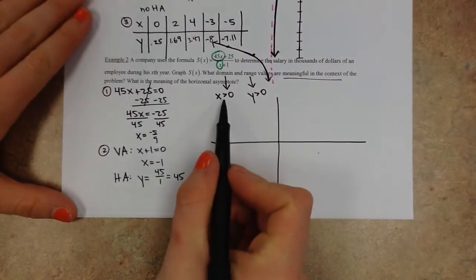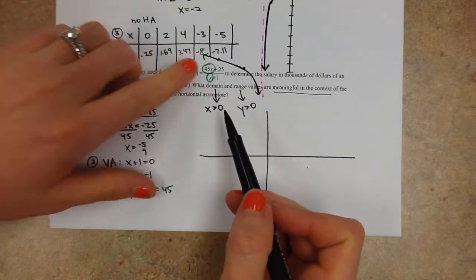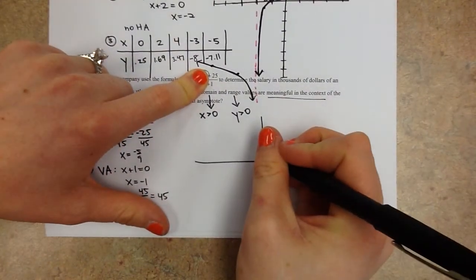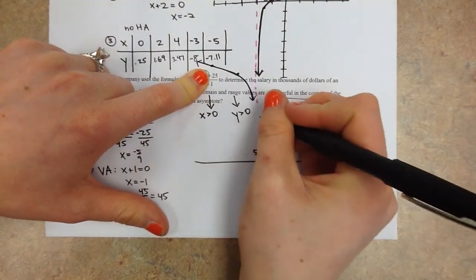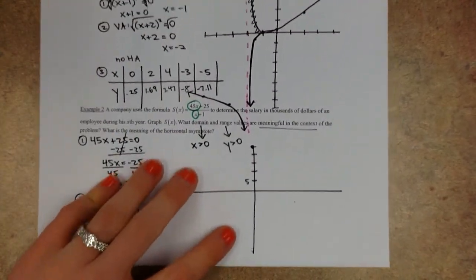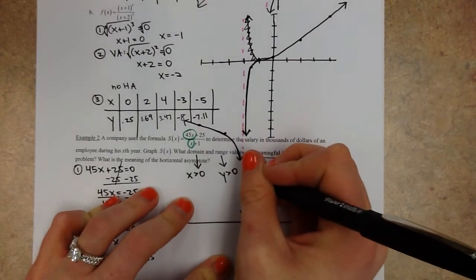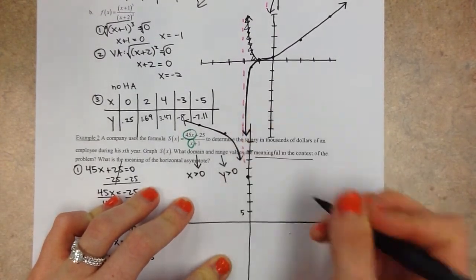So the first value of x you're allowed to plug in is 0. So if you were to plug in x equals 0, these two pieces would be 0 and you'd have 25. Okay, so let's go 5, 10, 15, 20, 25. So that's your first year salary. And then the horizontal asymptote is 45. So I'm killing it on space management here. Okay, so 30, 35, 40, 45.